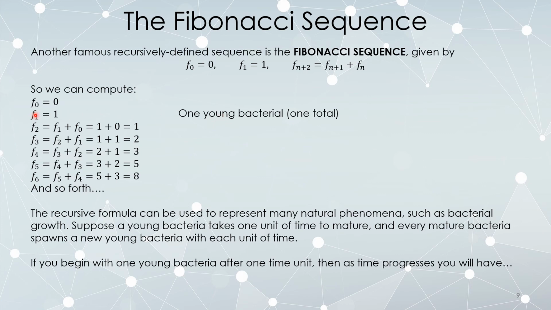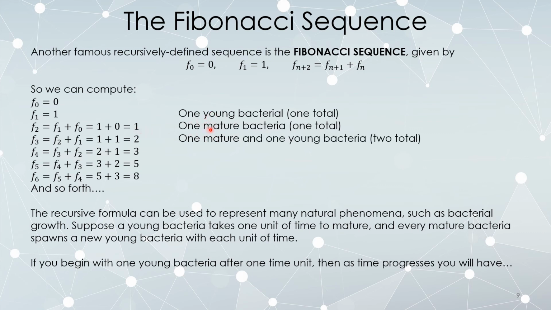So at 1 unit of time, you have 1 young bacteria. Then it becomes mature, so you have 1 total bacteria. But now, the mature has spawned a young one. Overall, you have 2 bacteria. The mature one is now going to spawn a new young bacteria, but this young bacteria is going to grow old. So you have 2 mature and 1 young. To be clear, the 1 young bacteria you have now is not the same one you had before.